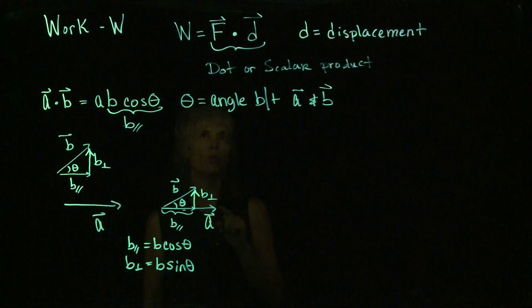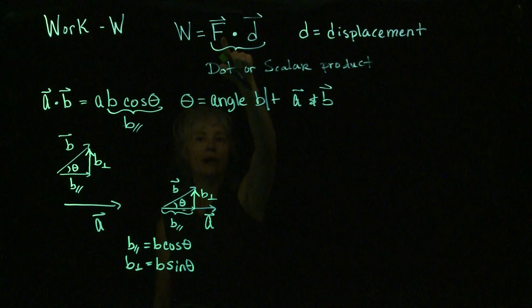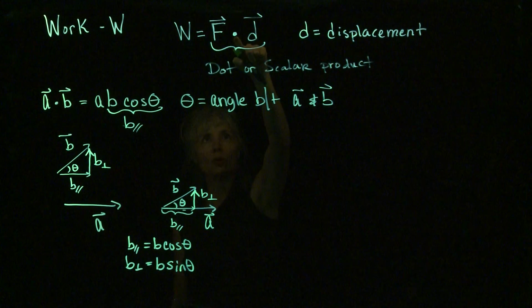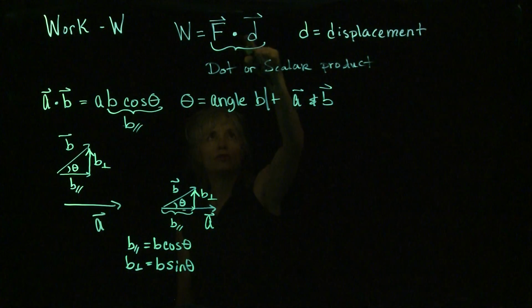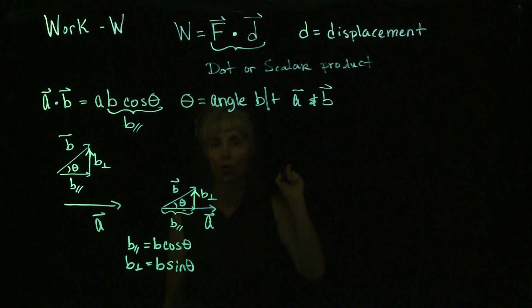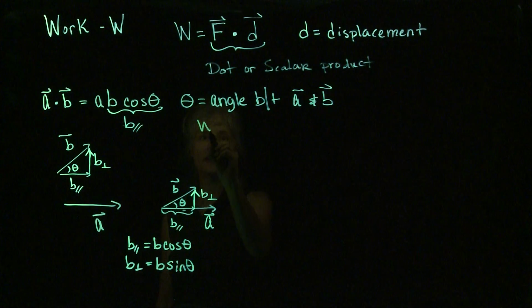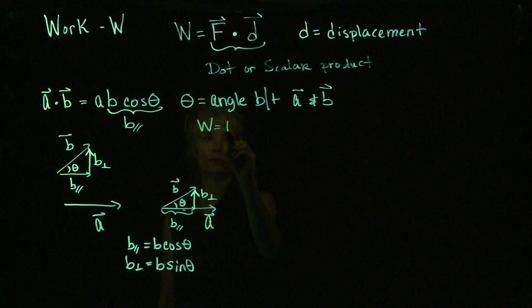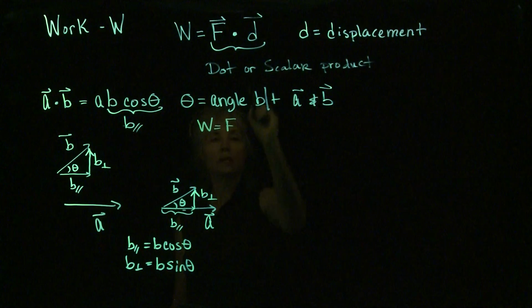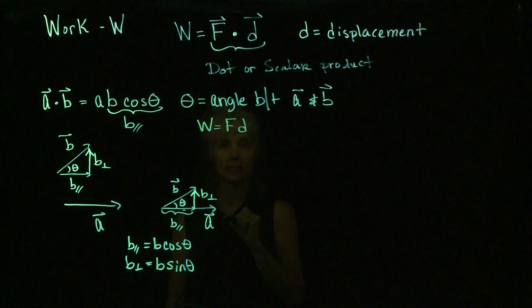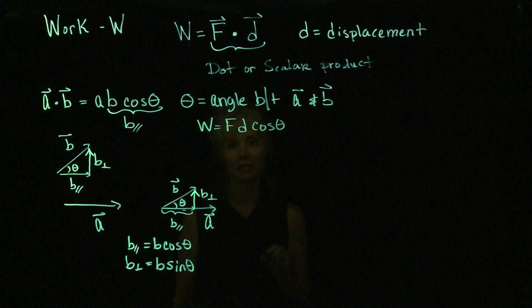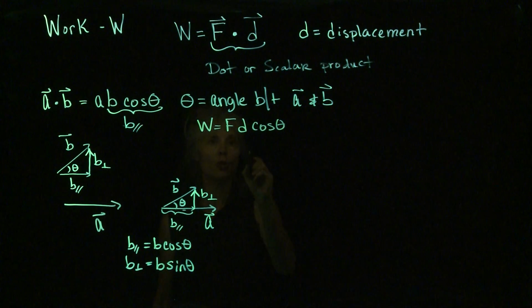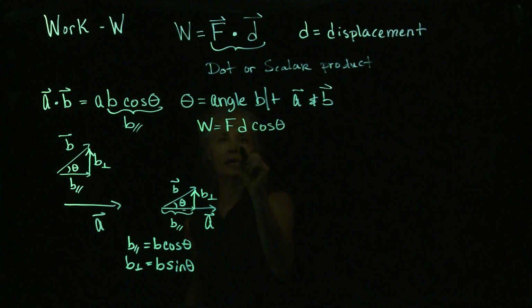So when we look at work, we see we're taking two vectors of force and displacement, and we're multiplying them in a specific way. That is, we're applying the dot product or the scalar product. So we put in two vectors, but out comes a scalar quantity. So work then is going to be equal to the magnitude of the first vector, which is the force that's acting, times the magnitude of the second vector, which is the displacement, times the cosine of the angle between the force and the displacement. So this can be written in a couple of different ways.